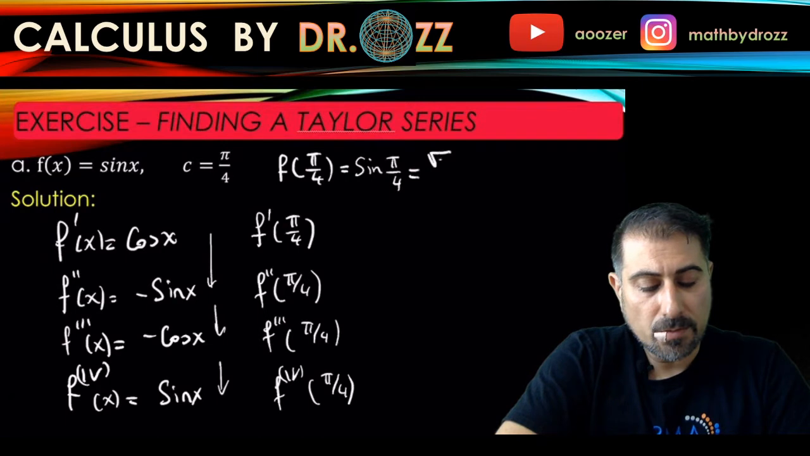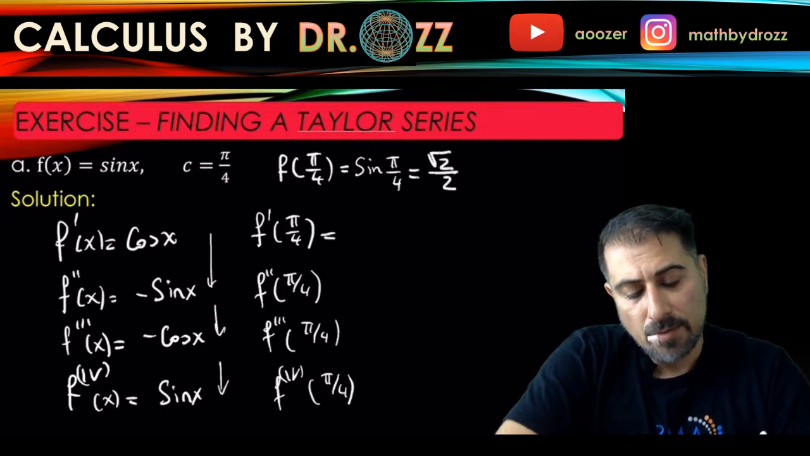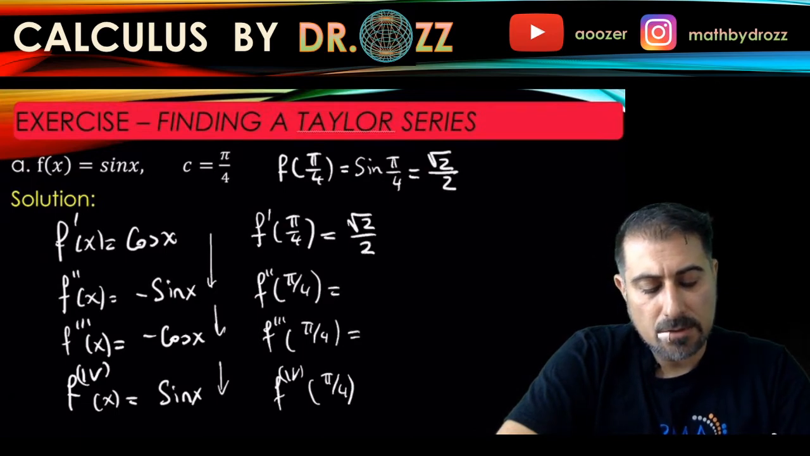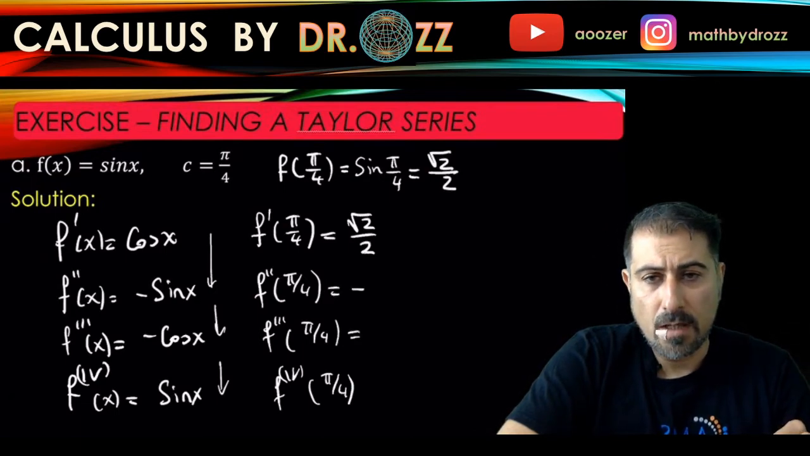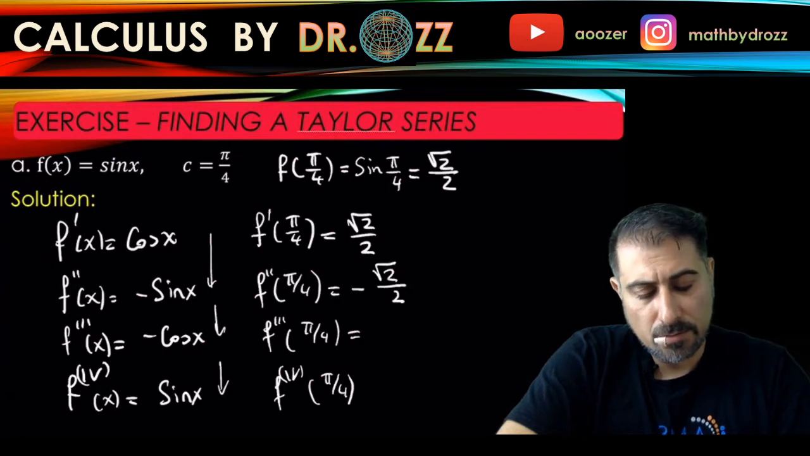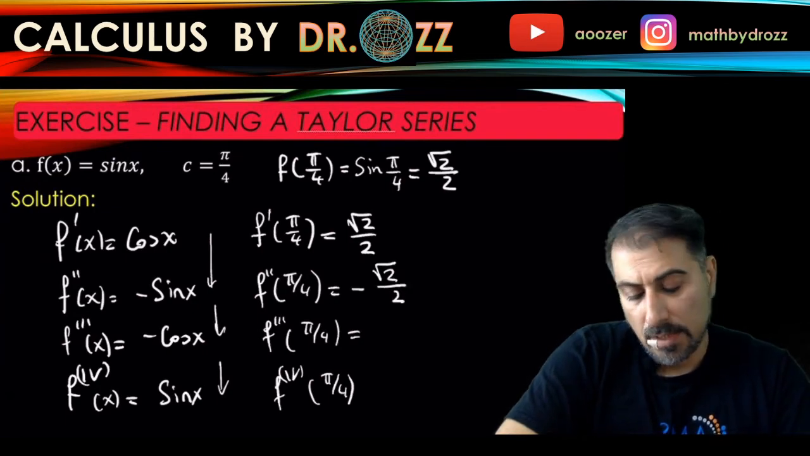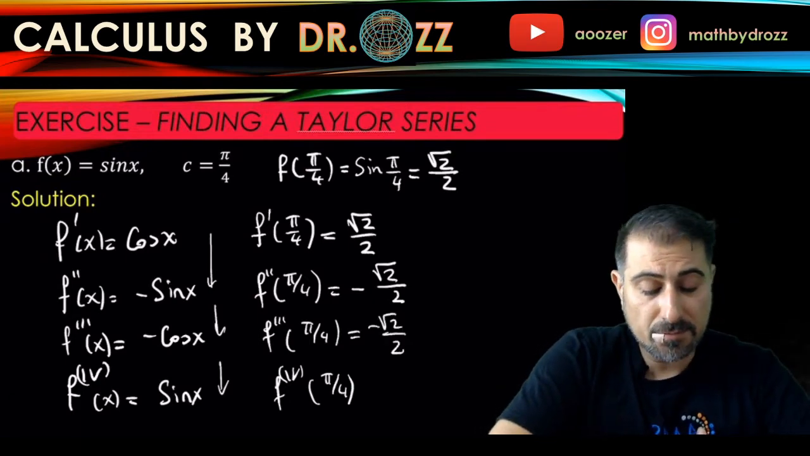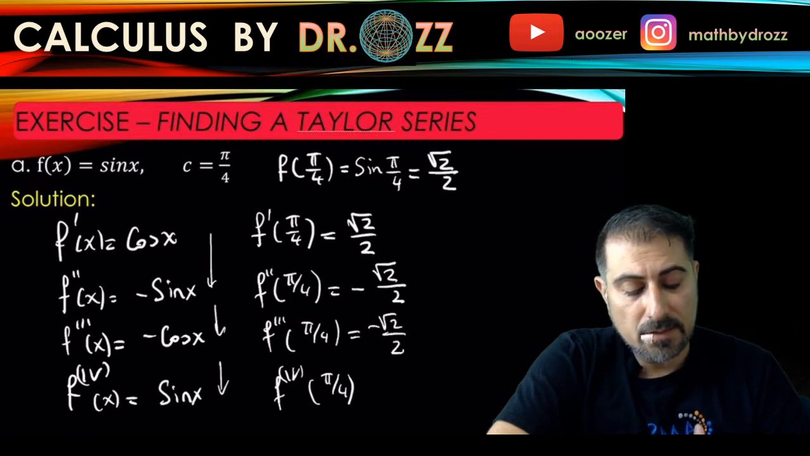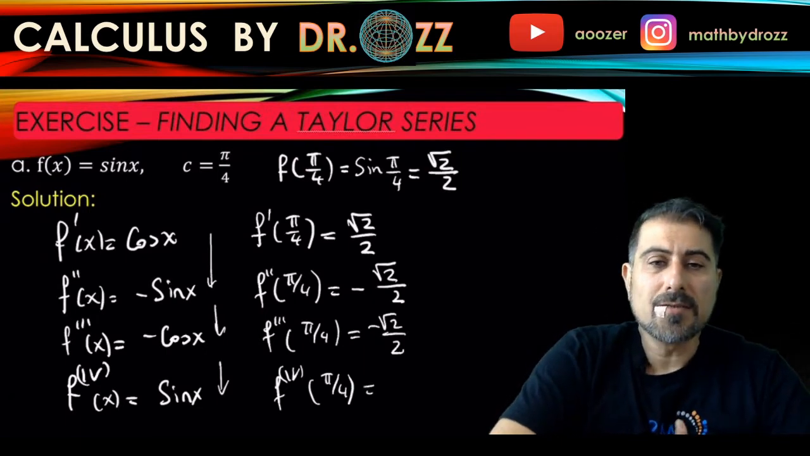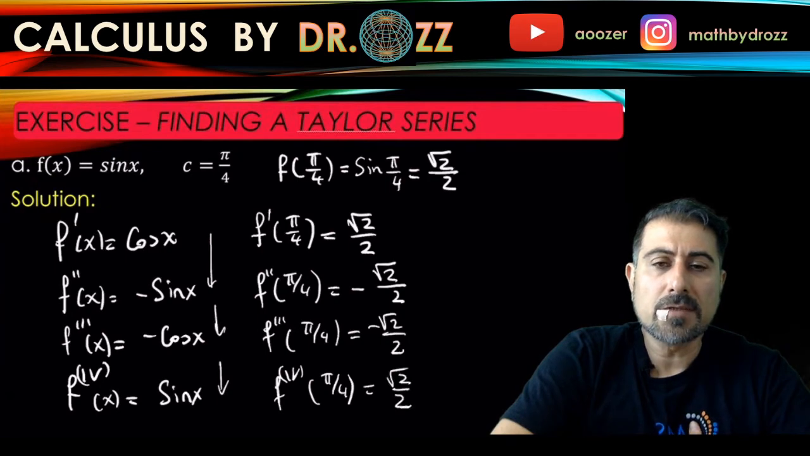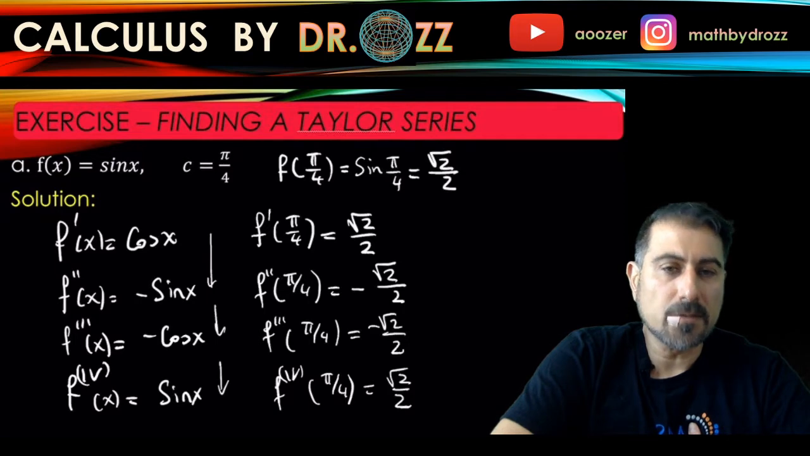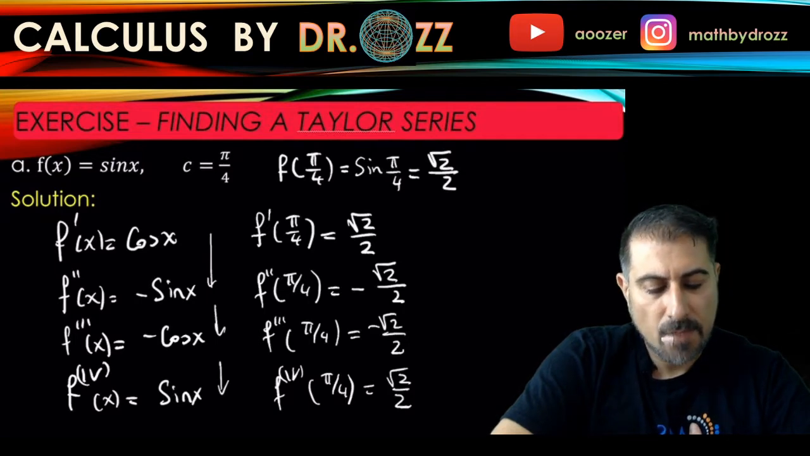Cosine is also, at pi over 4, radical 2 over 2, and you have minus sine, that should be negative radical 2 over 2, and negative cosine, so the third derivative evaluated at pi over 4 is negative root 2 over 2, and finally this is root 2 over 2. So as you see, the values of the derivatives evaluated at pi over 4 are all of the form radical 2 over 2, but the sign alternates.